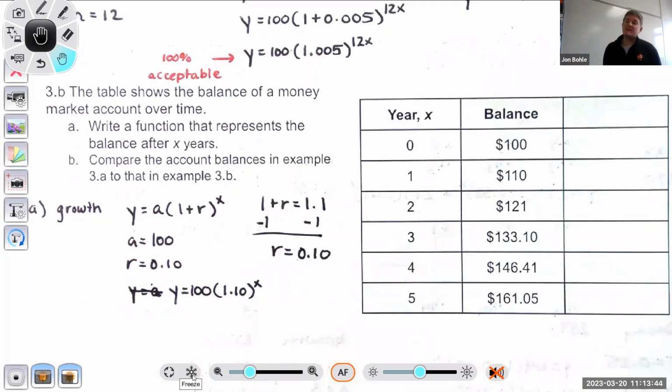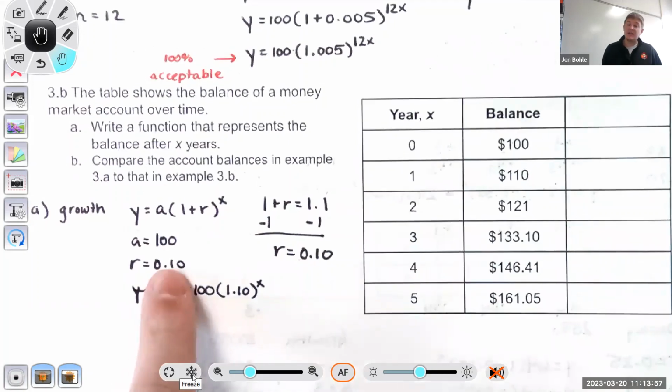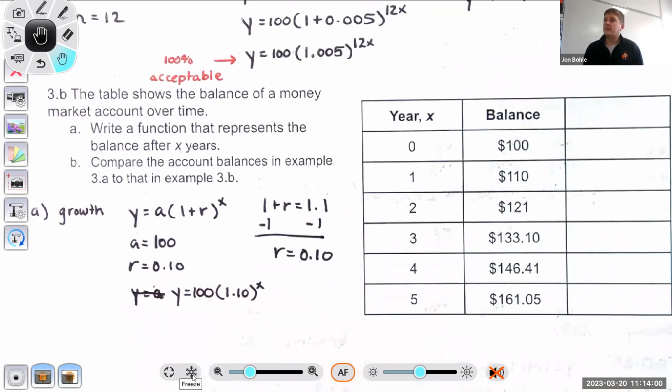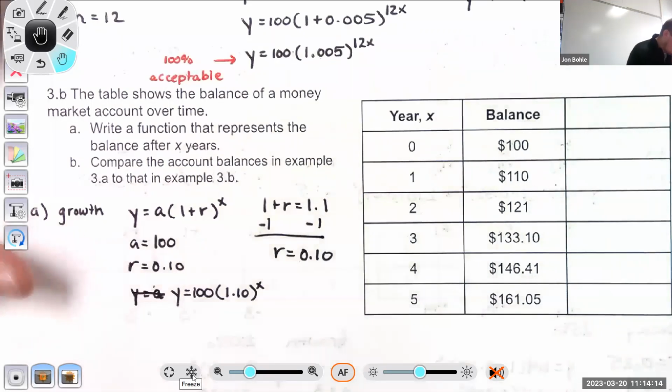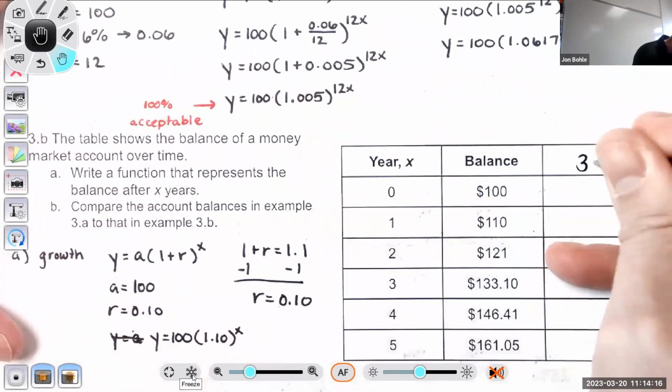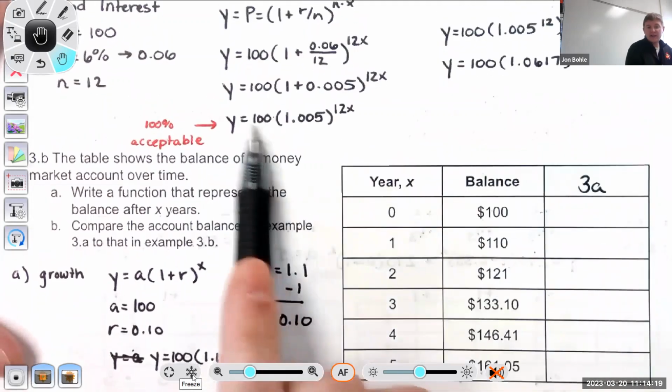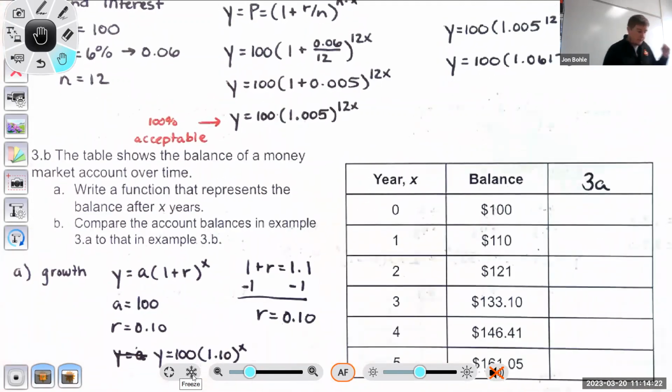Okay, anybody want to make a guess? What's going to be better? 6% annual interest compounded monthly, or 10% compounded once a year? 6% monthly over 10%. You're getting 4 more percent. But it's monthly, so it is happening more times. Okay, let's find out. What we're going to do here is this is 3A. We're going to do the balance of 3A. We're going to compare and contrast which one here is the better deal.